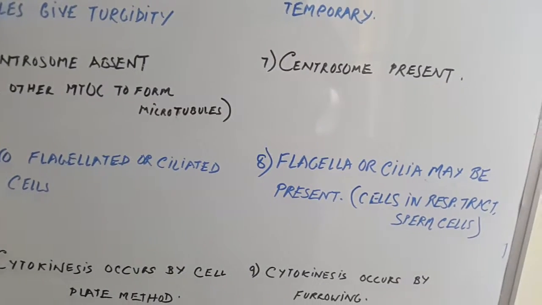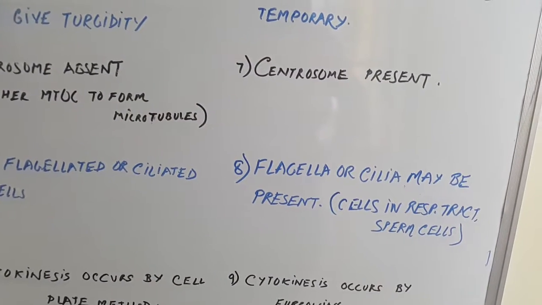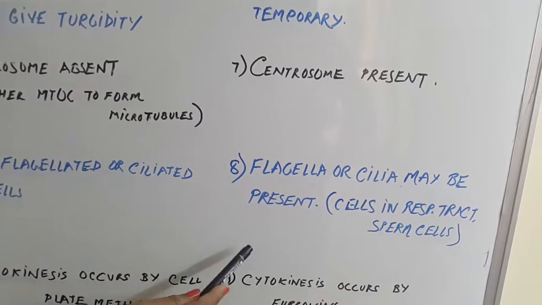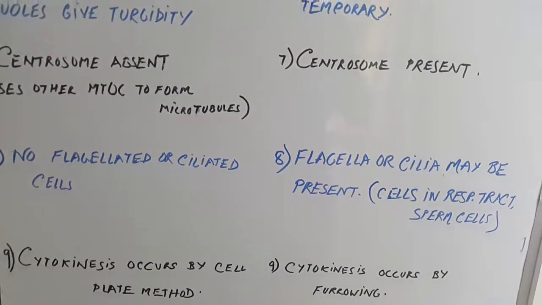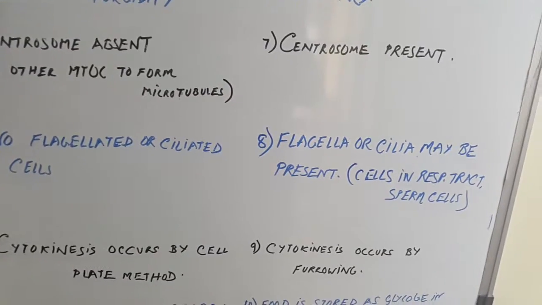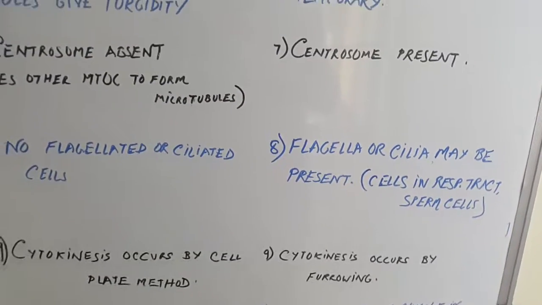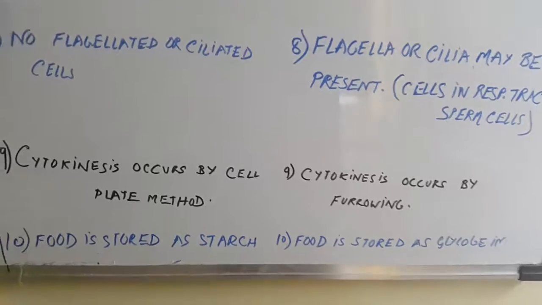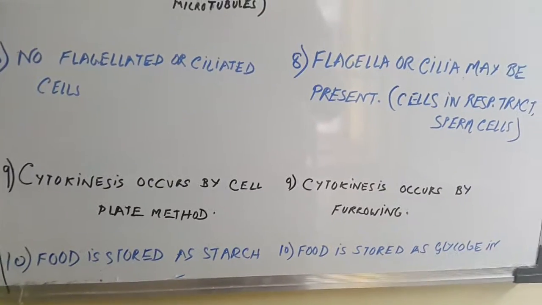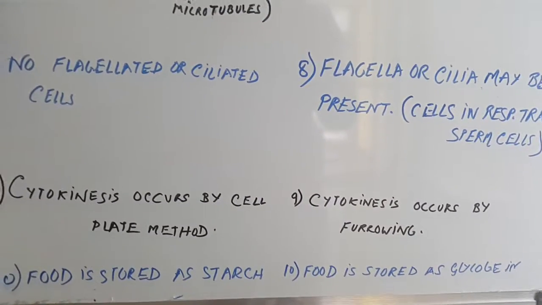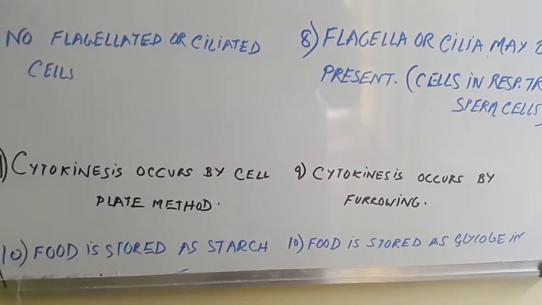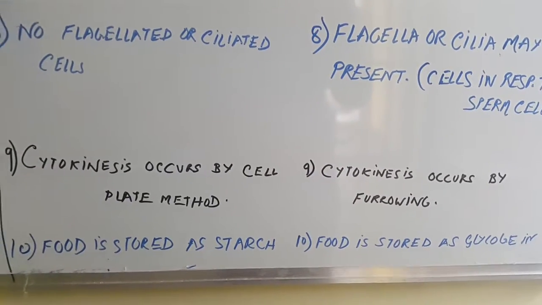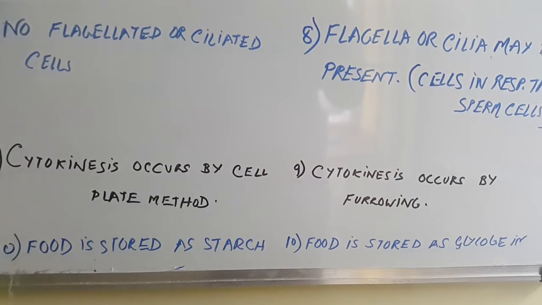Now cilia or flagella is present in the animal cell and it is absent in the plant cell. Usually you can see that the cells in the respiratory tract or the sperm cells will have flagella or cilia for movement. Then cytokinesis occurs by cell plate method in the plant cell and cytokinesis occurs by furrowing in the animal cell. In the plant cell, the food is stored as starch and in the animal cell, the food is stored as glycogen.